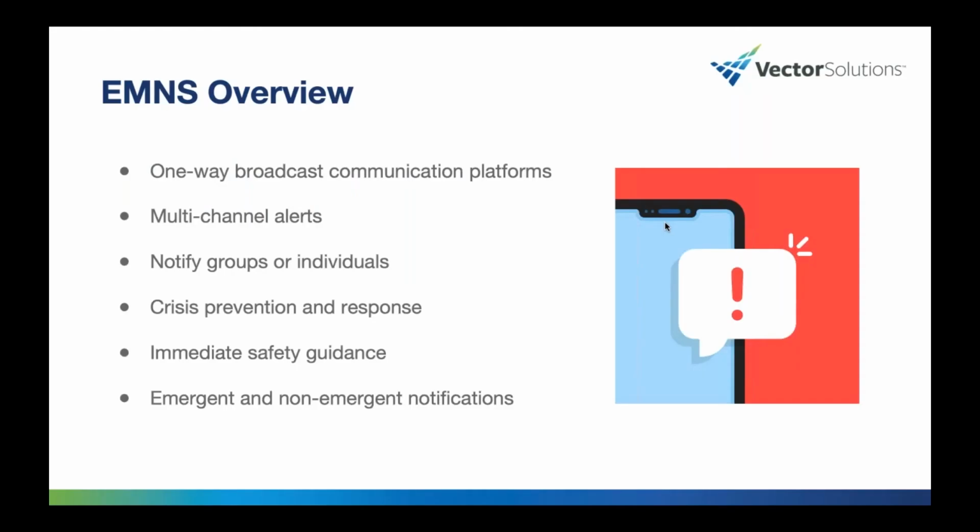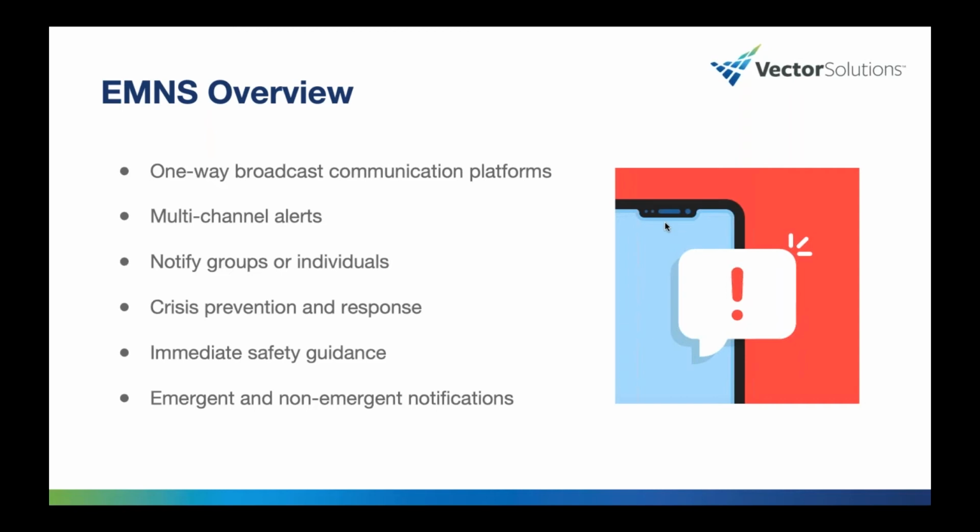EMNS systems are one-way broadcast communication platforms designed to facilitate incident preparedness and response. They typically rely on multi-channel alerts, so they may be sent to employees via text message, email, push notification, or more. And they could be used to notify all employees, groups of employees, or even individuals. These platforms are used by organizations of all sizes, from higher education institutions to small and large businesses to even governmental agencies. One example you may be familiar with is the United States Federal Communications Commission, which uses emergency alerts to notify the public about critical situations. If you've ever gotten a flood warning or an Amber Alert on your phone, this is an example of emergency alerts in action. These platforms are incredibly valuable for crisis prevention and response. If an emergency situation occurs, you can instantly notify all employees of the threat and appropriate response guidance.